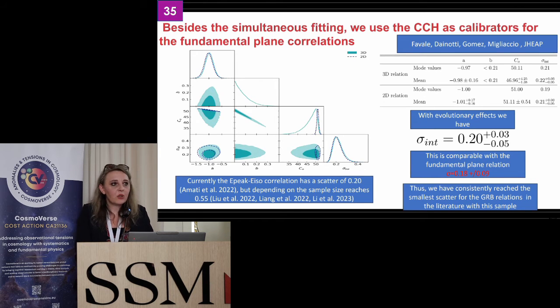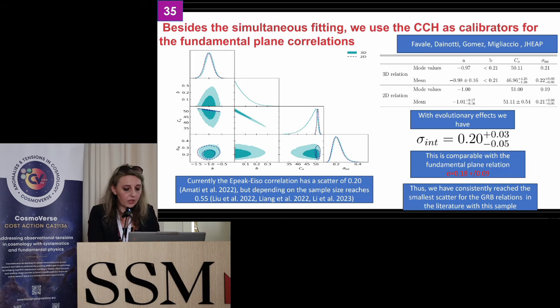Here, also with Arianna, Marina Migliaccio and Adria Gomez, we published a paper last year analyzing cosmic chronometers as calibrators for the fundamental plane relation, because we have been discussing in the panels many times that if we have some problems with Supernovae 1A, we should be able to consider other independent probes and use those as calibrators. And this is what we did here.